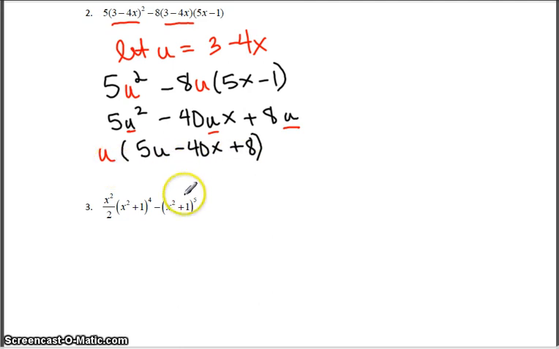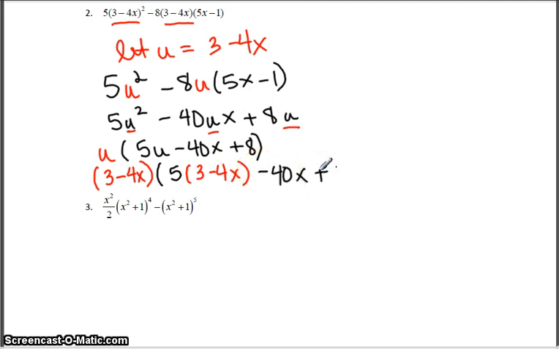There's nothing else we can do, so we will take the 3 minus 4x and replace the U's. 3 minus 4x goes in for U right there, and 3 minus 4x goes here. We still have some simplification to do. We need to distribute this 5.